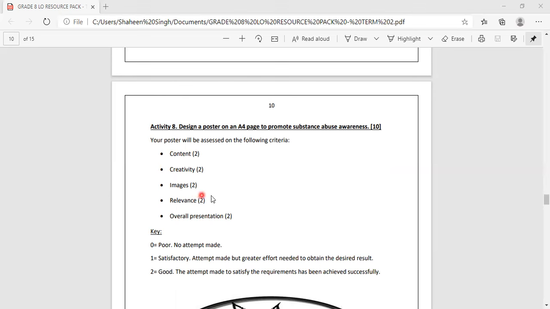Relevance. Yes, the information must be relevant to substance abuse, as well as the pictures must be relevant to substance abuse. Otherwise, you will lose marks if it is not relevant to the topic at hand, which is a poster to promote substance abuse awareness. And lastly, you will also be assessed on your overall presentation of your poster. Boys and girls, kindly refer to the key provided on page 10 of your resource pack, which shows you how you will be assessed according to your poster.